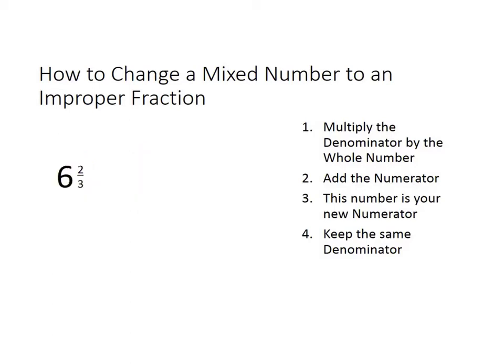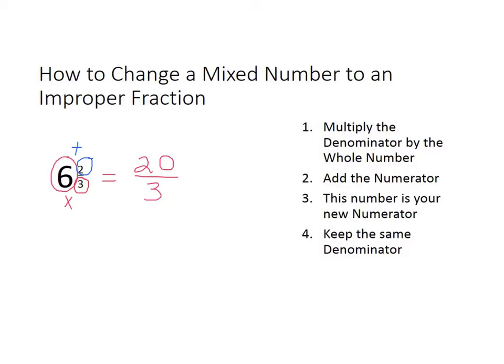Let's do another one. First, let's take 6 2/3 and change that to an improper fraction. Step 1 is we're going to take our denominator of 3 times our whole number of 6. We're going to multiply. 6 times 3 is 18. Then we're going to add the numerator. 18 plus 2 is 20. So we have 20 over our denominator of 3. So 6 2/3, if we were to draw that out and divide that into thirds, we would get 20 thirds.